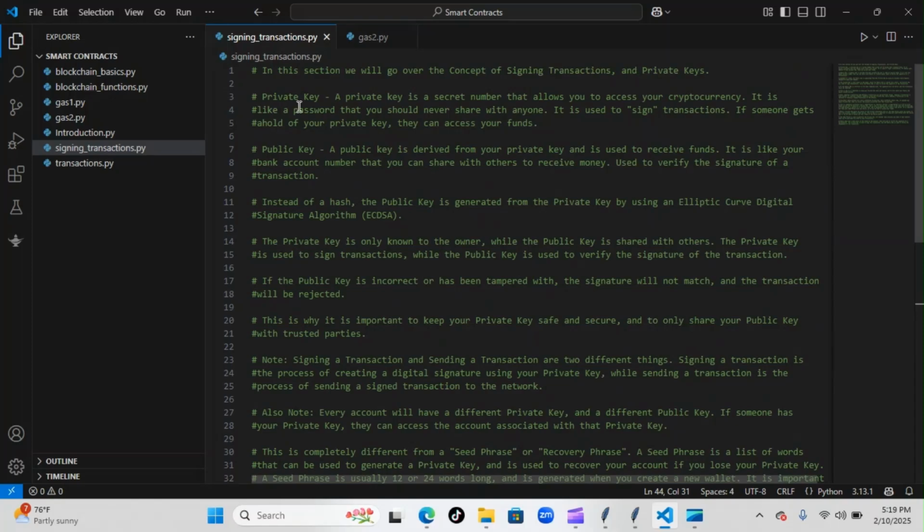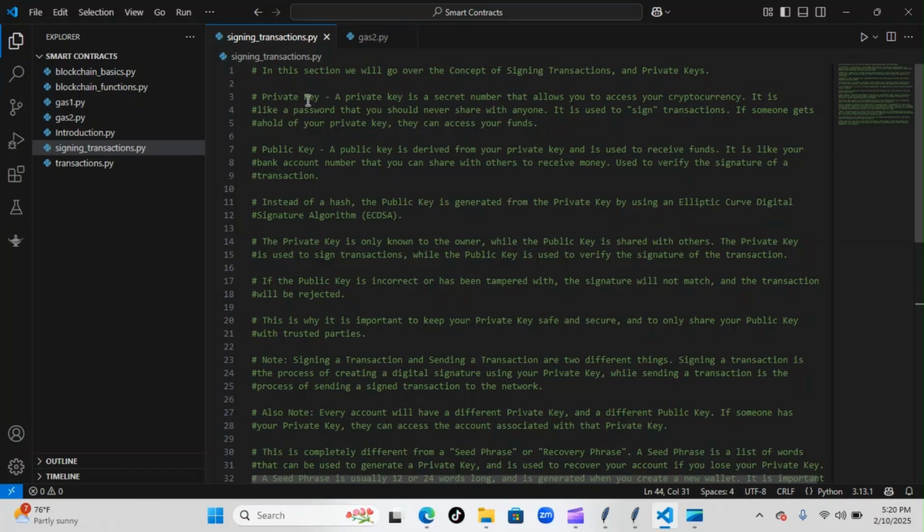Now, a private key is a secret number that allows you to access your cryptocurrency. It is like a password that you should never share with anyone. It is used to sign transactions. If someone gets a hold of your private key, they can access your funds. Now, the public key is derived from your private key and is used to receive funds. It is like your bank account number that you can share with others to receive money. This is used to verify the signature of a transaction. So this public key is used to verify the private key.